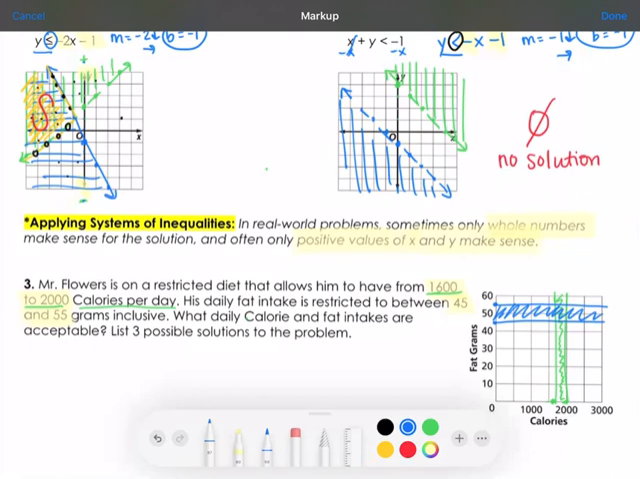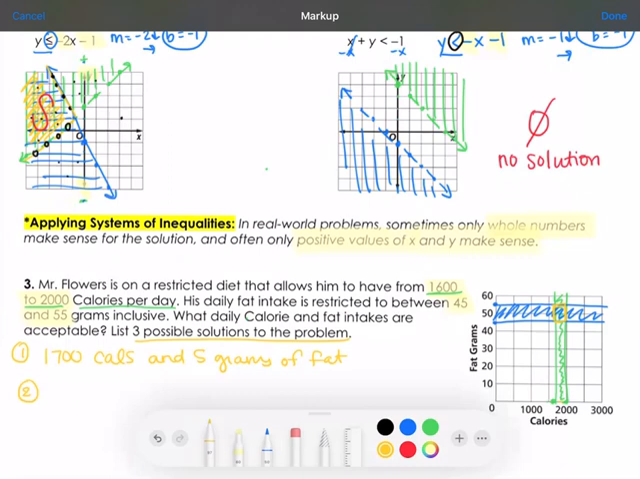So then it says, what daily calorie and fat intakes are acceptable? List 3 possible solutions to the problem. So this was not like a traditional solving a system of inequalities. In this case, I think we're just showing visually on this graph what's acceptable, and then we can see the points where they overlap are right here. This is where both graphs overlap. So if I'm trying to give 3 possible solutions to this problem, he can have any calories above 1,600 to 2,000. So he could have 1,700 calories. And if we go up to fat grams, if he had 1,700 calories, then he could also have anything between 45 and 55, and 50 grams of fat. So that's one possible solution.